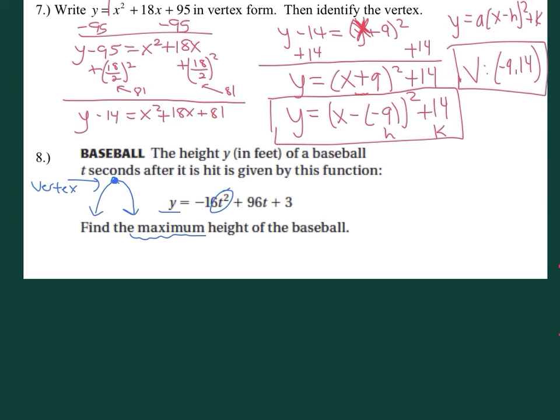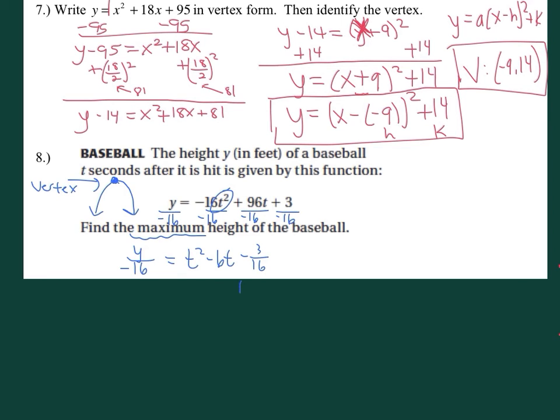So step 1 is to divide by that a value. It's no longer 1, it's -16 this time. We are going to get fractions. That's a-okay, we can work with fractions. Keep it as fractions, do not ever go to the decimal. We'll have y divided by -16 equals t squared minus 6t minus 3/16.